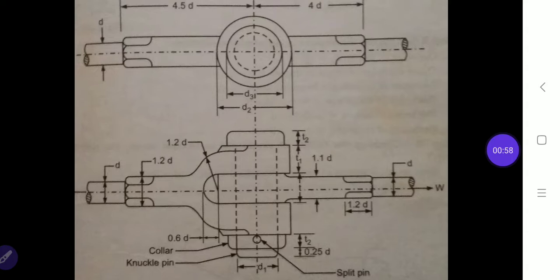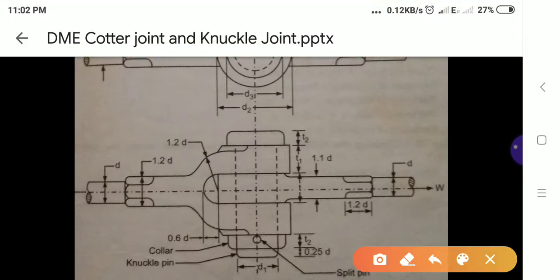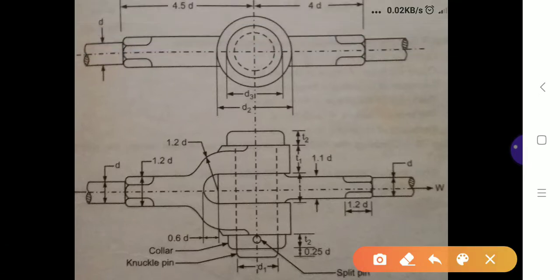Now we see the 2D diagram or dimensional view of a knuckle joint. These are the dimensional views of a knuckle joint. This is the single eye. This is the double eye. This is the knuckle pin. This is a collar, and this is the lock pin.